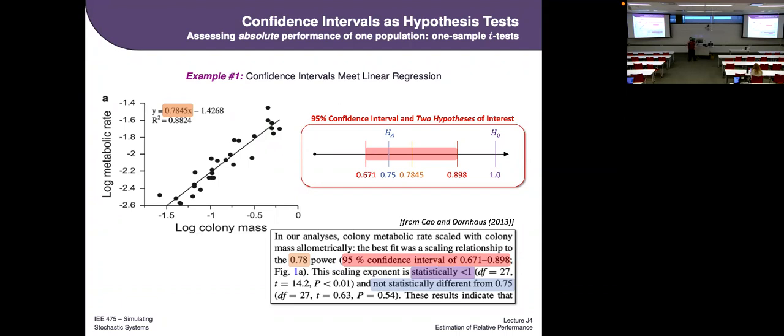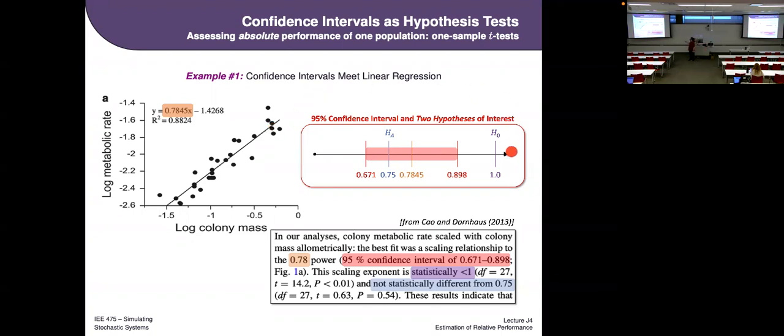They then go even further to say, now we're going to look just at that confidence interval. This scaling exponent is statistically less than 1. What do they mean by that? They mean that 1 is outside of the confidence interval, so we're going to reject the hypothesis of linear scaling. But then they go on to say it is not statistically different from 0.75, which is what the theory would predict. They're saying that 0.75 is inside the confidence interval. So just by showing me a confidence interval, you're doing two types of hypothesis tests.